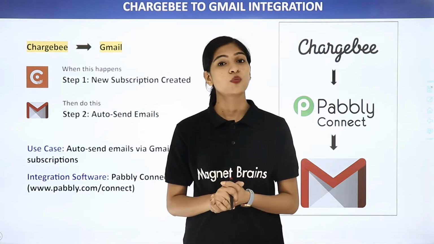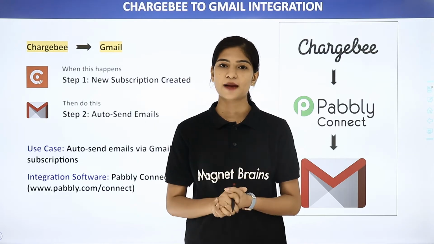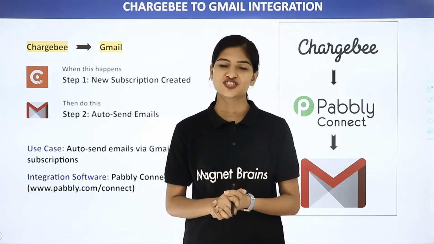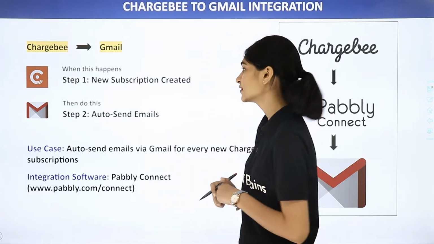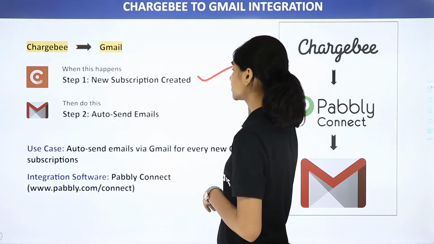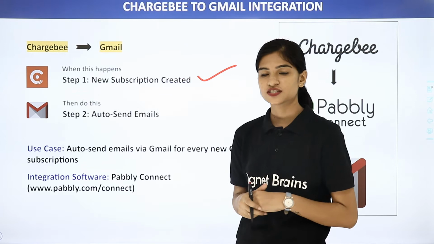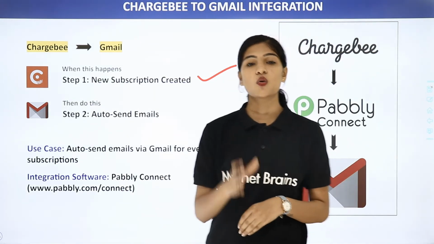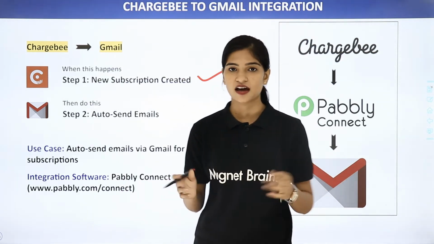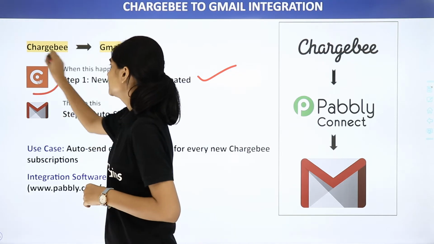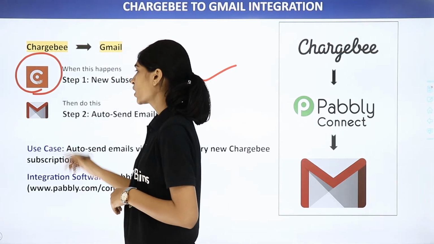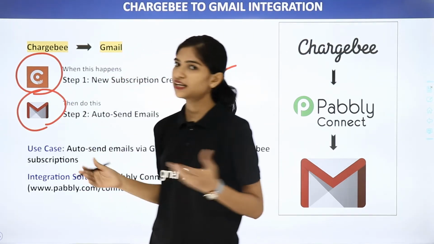Today in this video, we are going to integrate two software applications, ChargeBee and Gmail. So the use case here is, whenever a new subscription is created in ChargeBee, we want Gmail to auto send the emails to customers. So let us know what these two software applications are. ChargeBee is a subscription management system, whereas Gmail is used to send emails.